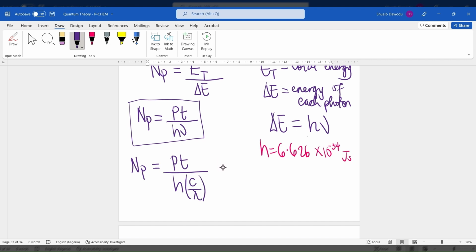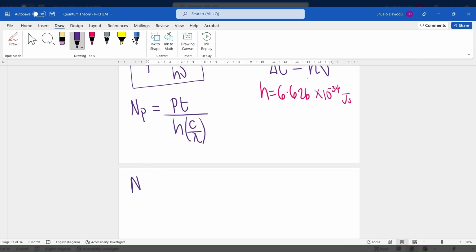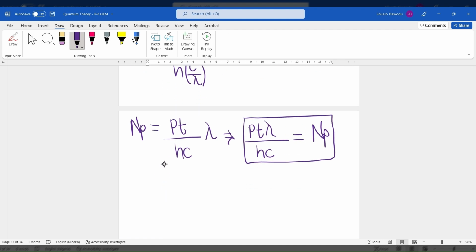So I'm going to rewrite the formula. N sub P is now going to equal PT divided by HC times lambda. So 1 over lambda will just be lambda, or I can just say PT lambda divided by HC is equal to NP. So this is the formula we're going to use, where the top is divided by the denominator.